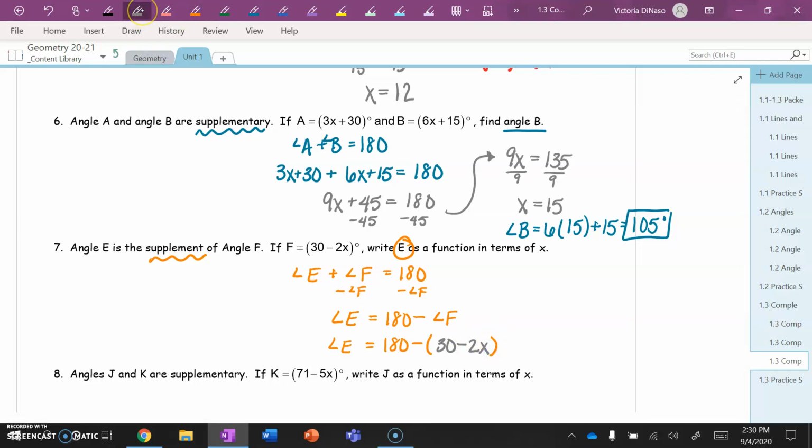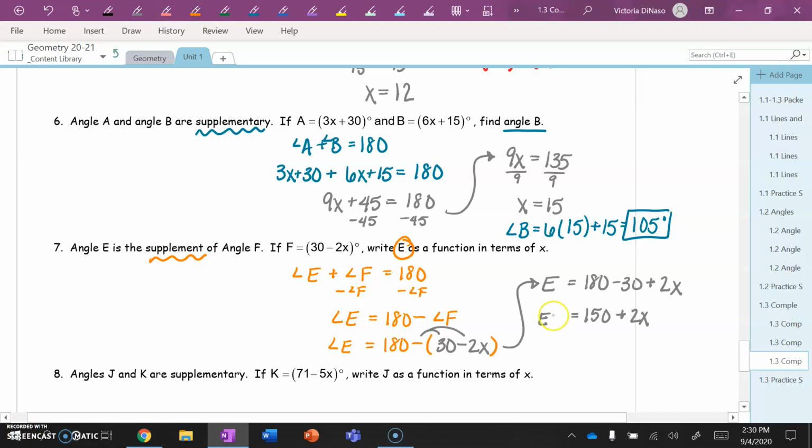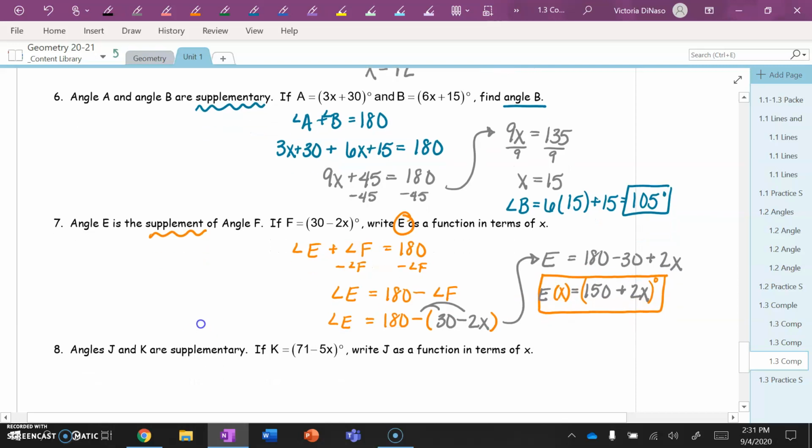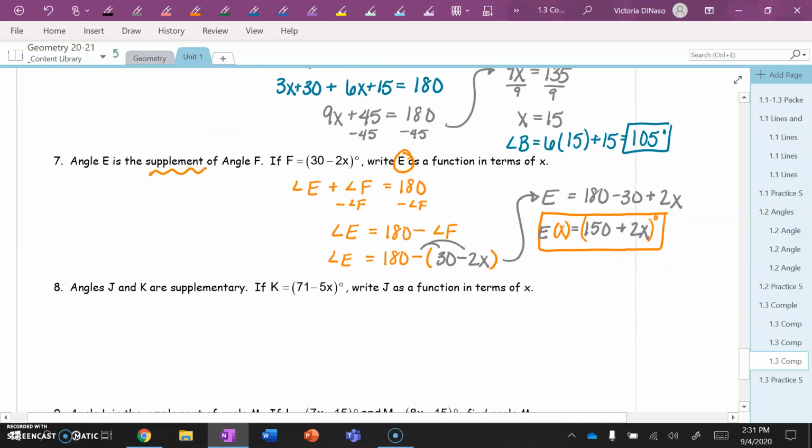Go ahead and distribute and solve to get E by itself. You should be left with E equals 150 plus 2x. We're going to leave it as a function, so we have to put it in function notation, and I'm going to put a degree symbol around the entire thing. So we have E of x equals 150 plus 2x degrees. You're going to apply the same rule for number 8.